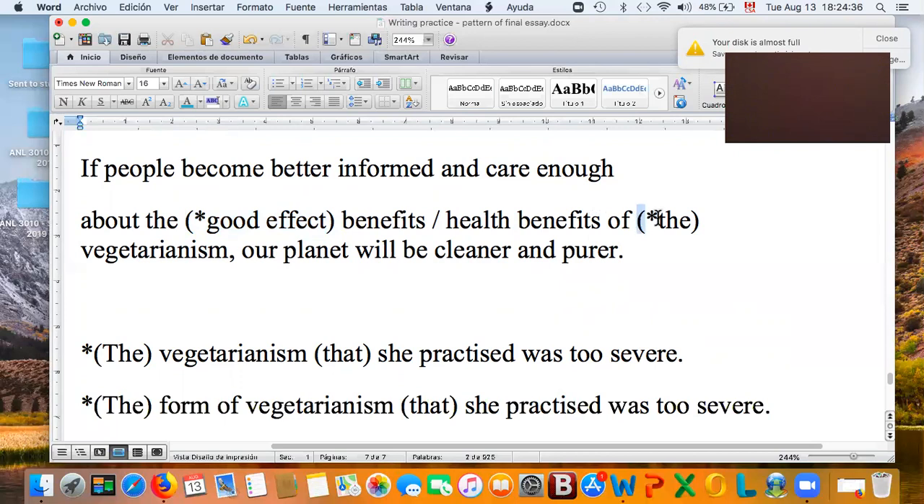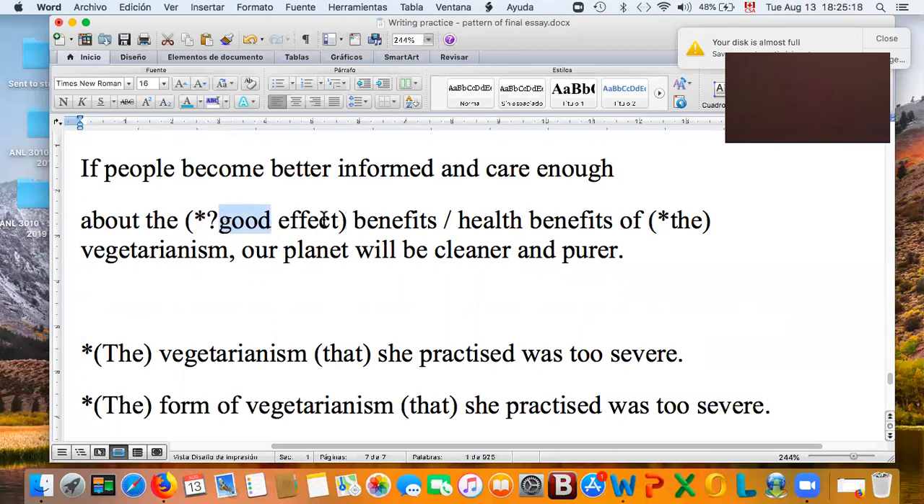First of all, in the notational convention, if you put a form or a word in parentheses, and you put the asterisk inside, that means this word cannot go there. You cannot say the benefit or the good effect of the vegetarianism. You cannot do that, and I'll explain that in a second. Also, the good effect, well, I don't know if that's a mistake or a very, very strange sounding expression.